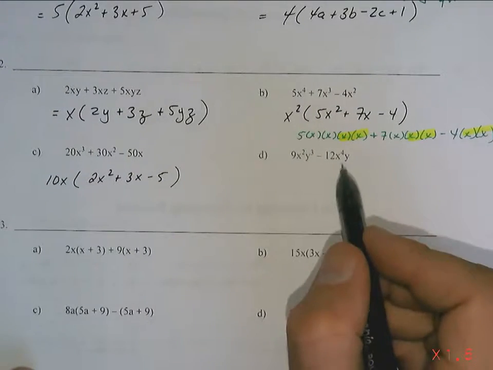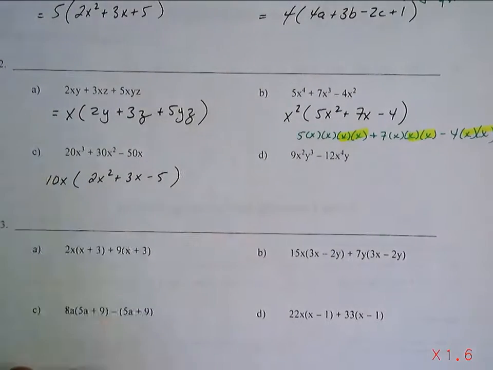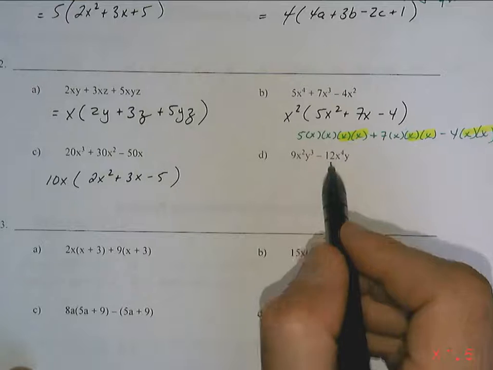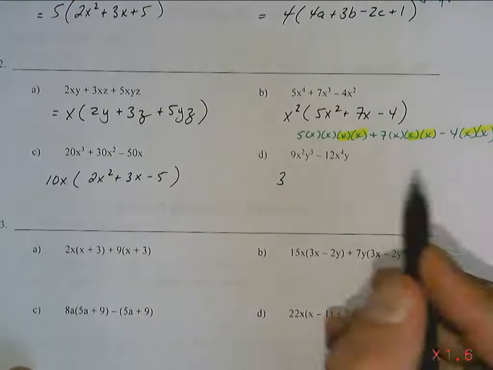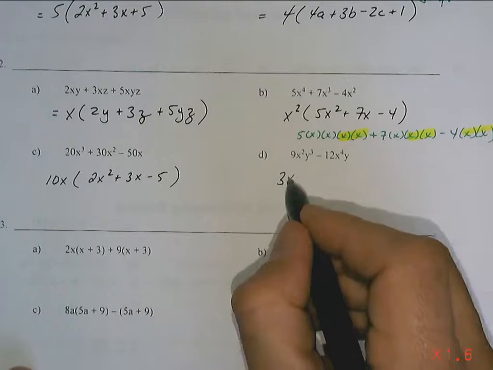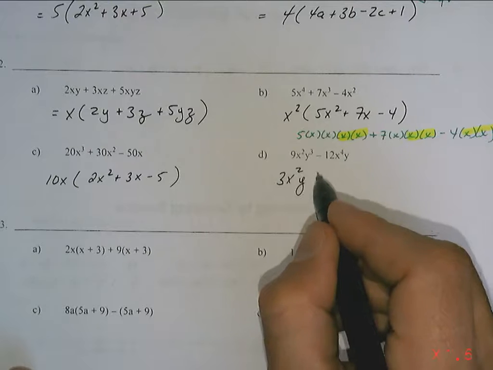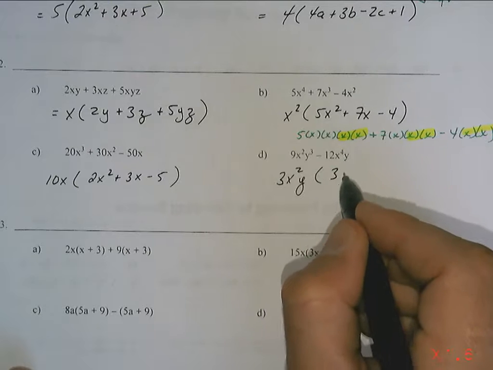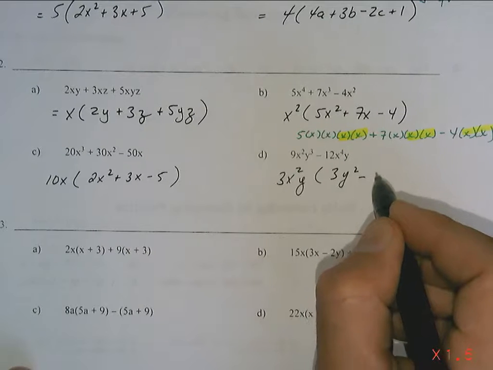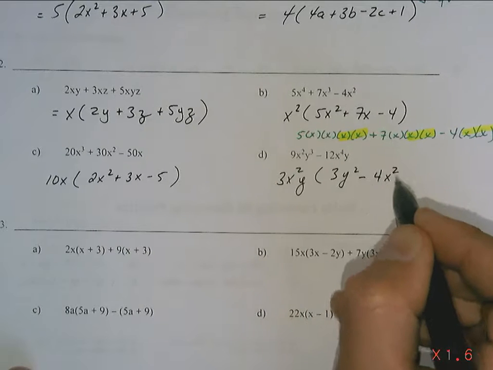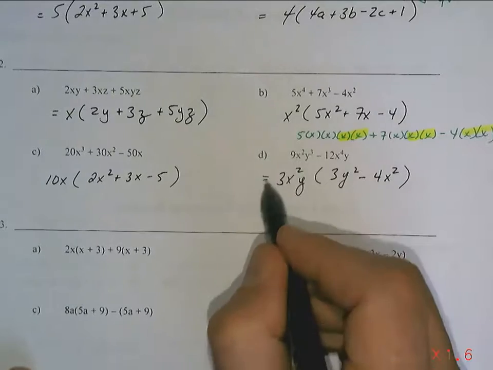This one here, we have 2 terms. What's common? Well, it looks like I can take a 3 out of 9 and a 3 out of 12, so a 3. X squared, x to the 4th, so x squared comes out of both. Y cubed and y, so 1y can come out of both, so it's going to be 3x squared y times 3y squared minus 4x squared. Now that one is a little weird. I'm going to check it.